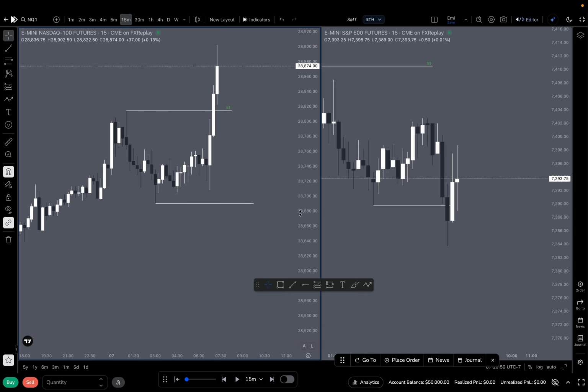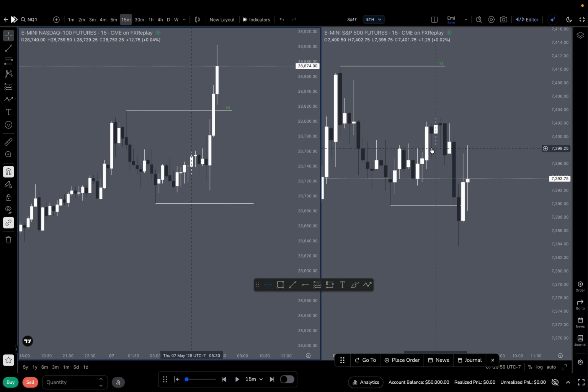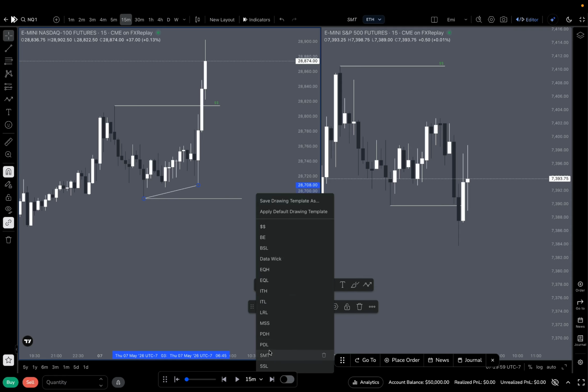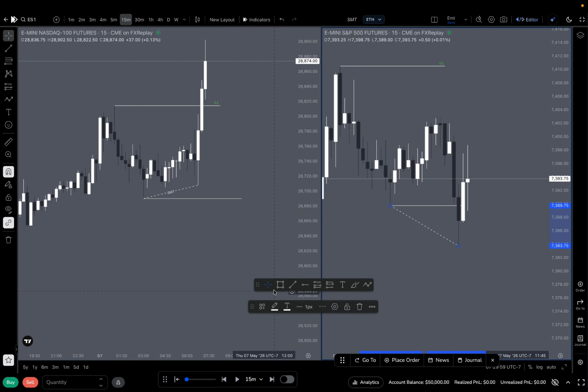So in this case, you guys see that ES first open, traded to these lows, creating a bullish divergence in price, where this leg on ES did sweep this low, but on NQ, it did not, and it just delivered to those highs. This would be an example of a bullish SMT, and we would mark it like so.